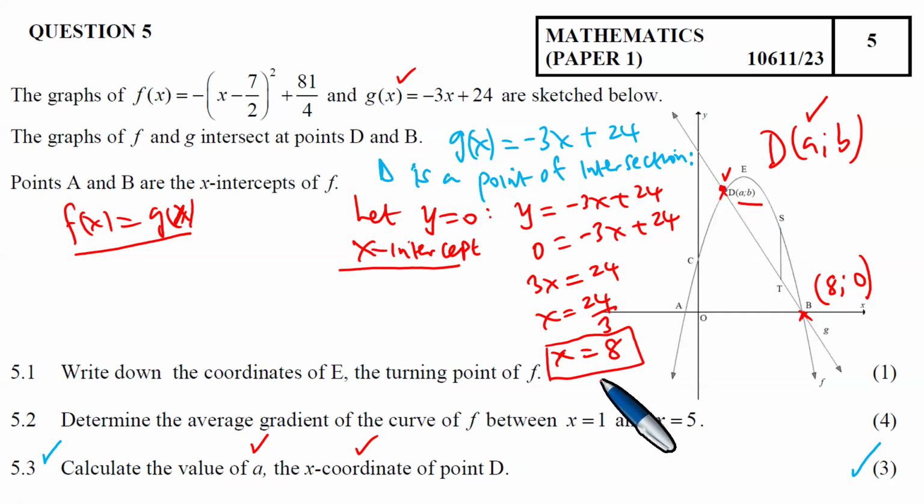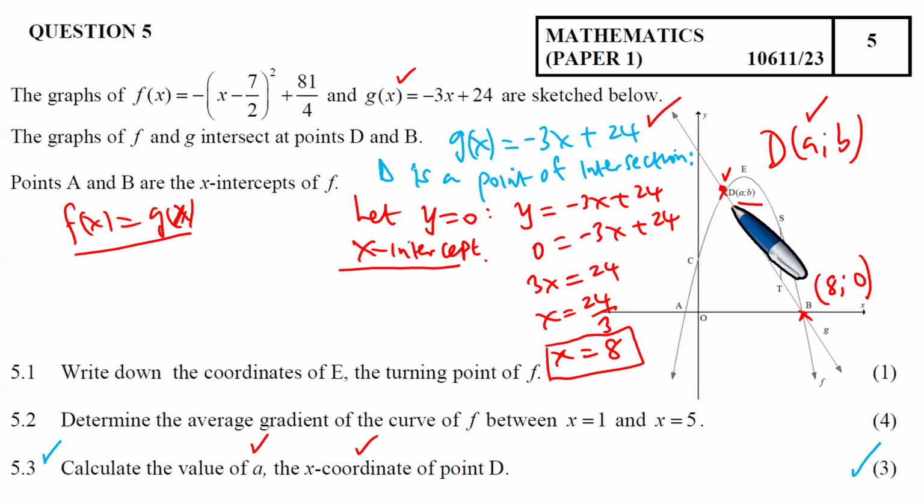It is an x value, but how did you get the x value? We said let y be zero. And the minute we say let y be zero, we get an x-intercept. Where do we see an x-intercept? We're dealing with a straight line graph, g of x equals minus 3x plus 24. Where does this graph cut the x-axis? That is the x-intercept. But the examiner is not interested in that. He's interested in finding the x-coordinate of D, which is a.